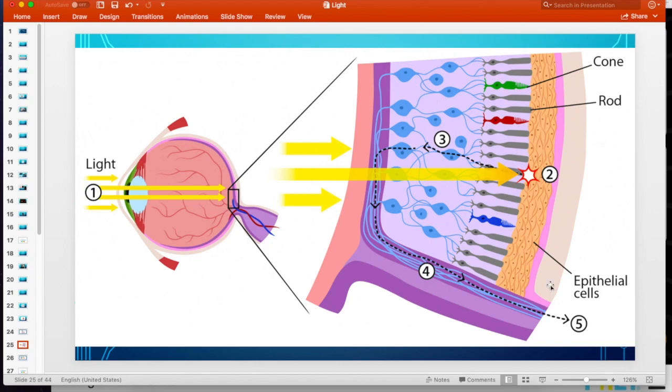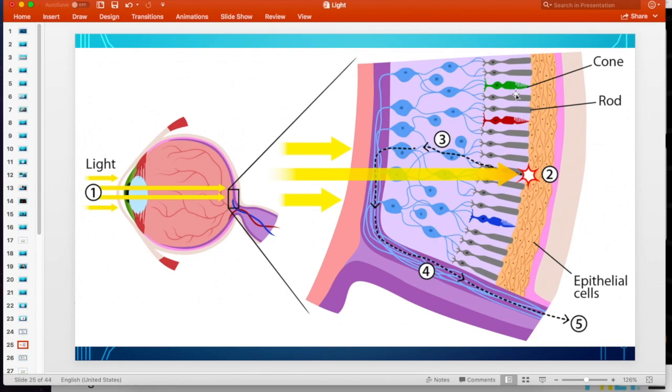So let me talk to you a little bit about these cone and rod cells. The cone and rod cells have different jobs. Rod cells are really responsible for detecting, for picking up, for interacting with the intensity of light, how bright the light is. Cone cells are the cells responsible for perceiving color.